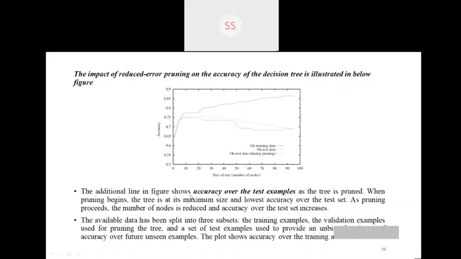So the additional line in the figure shows accuracy over the test examples. When the pruning begins, the tree is at its maximum size and the lowest accuracy over the test set. As pruning proceeds, the number of nodes is reduced and the accuracy over the test set increases. As the number of nodes decreases, your accuracy will start increasing.